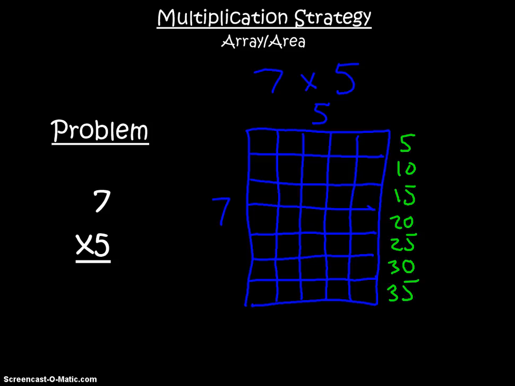But we also could count by 7s, because we have 7 in each column. 7, 14, 21, 28, and 35. Either way, we find that there are 35 square units in this area. It's up to you. Would you rather count by 5s or count by 7s?